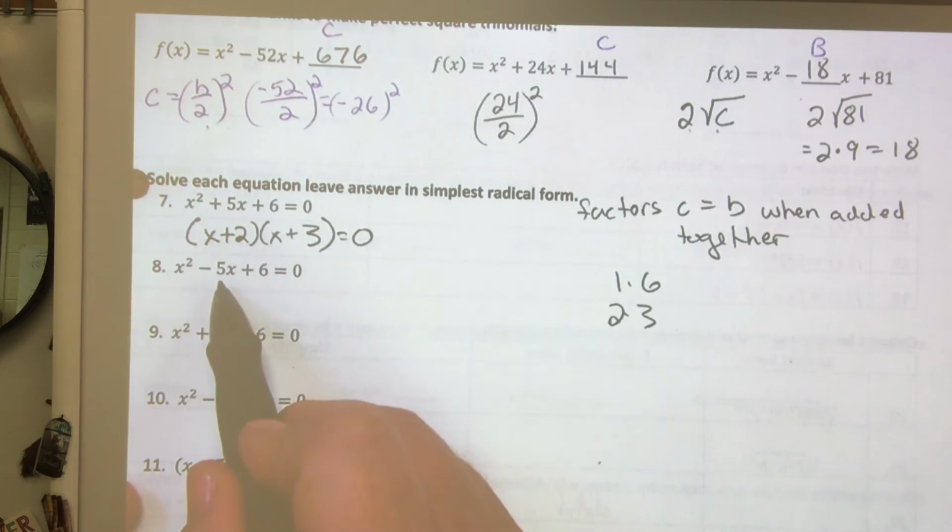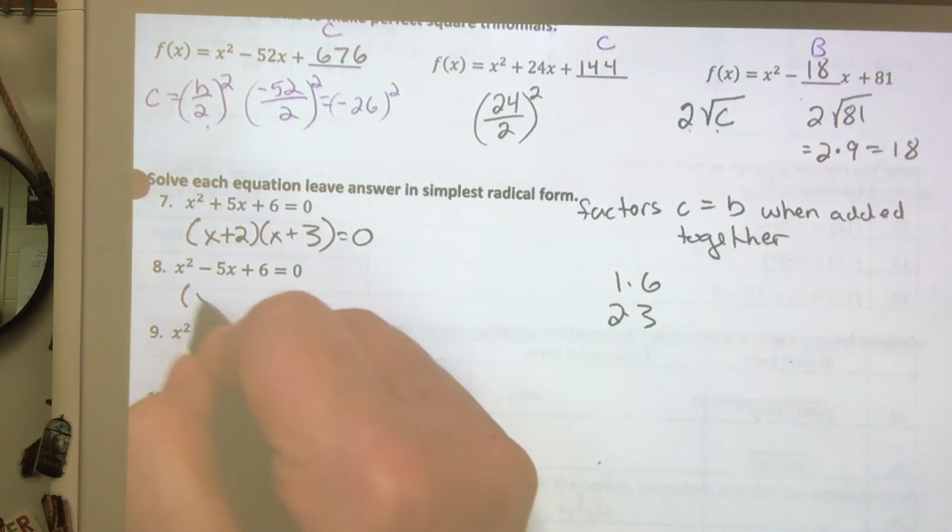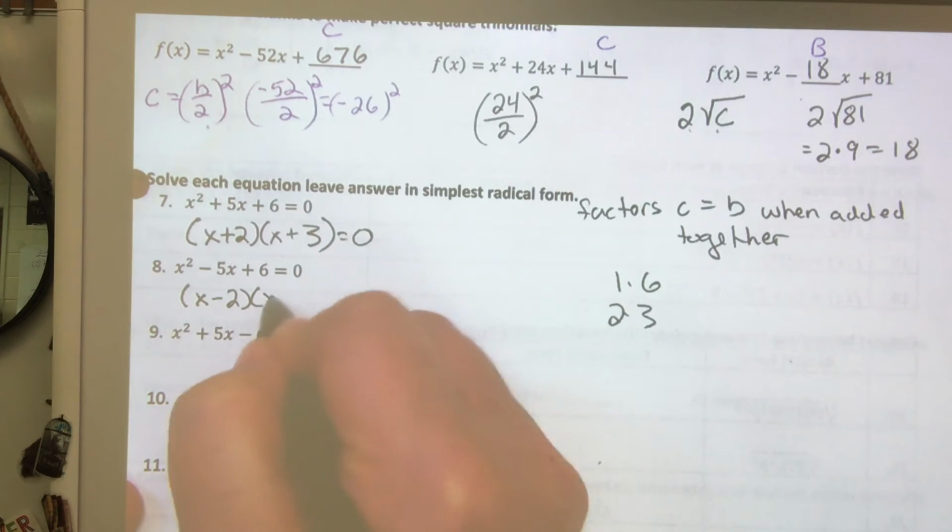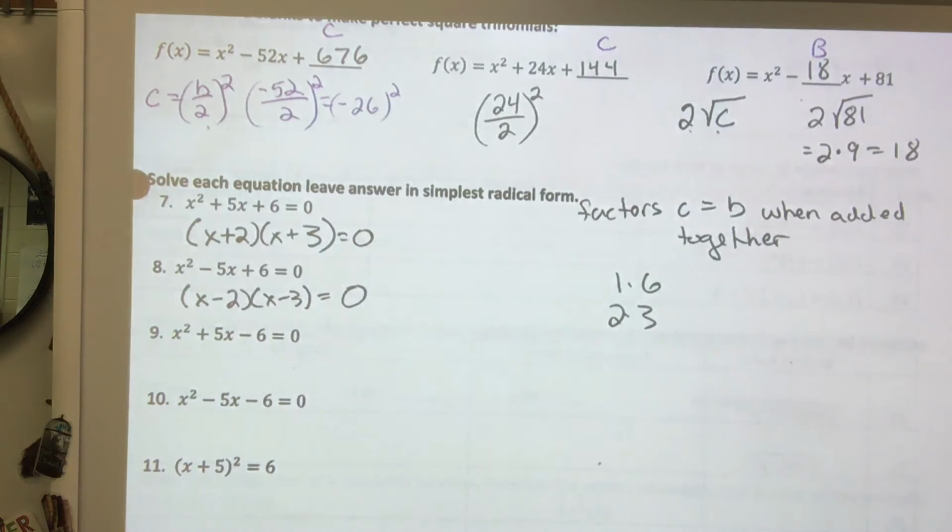The second one I need negative 5, so I would just change the signs. X minus 2, x minus 3 equals 0.